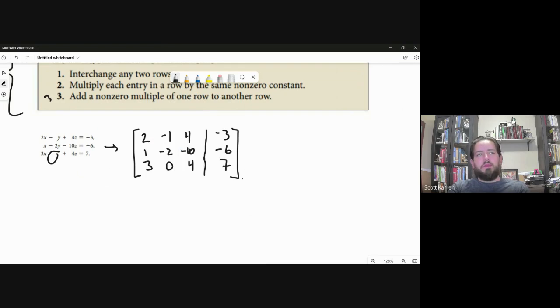Okay. Now the idea when we did this Gaussian method with regular equations was to end up with something that looks like this.